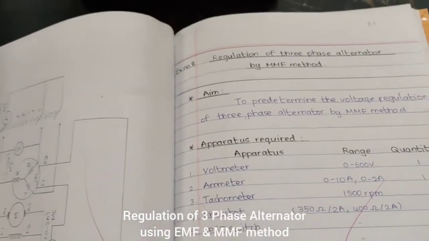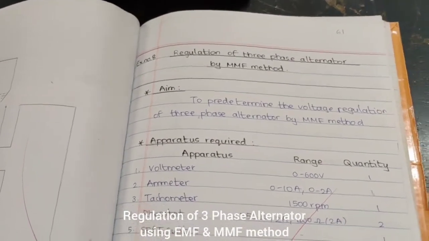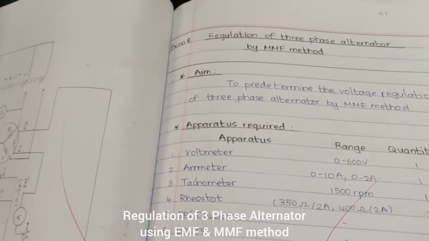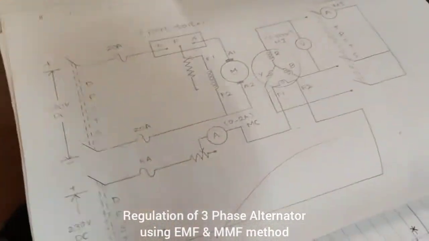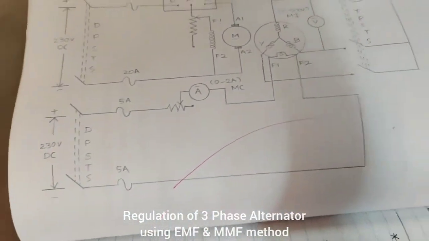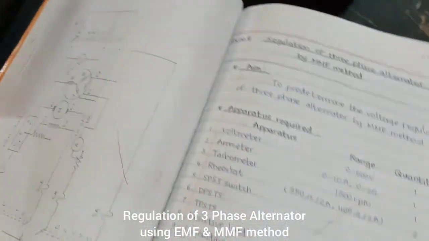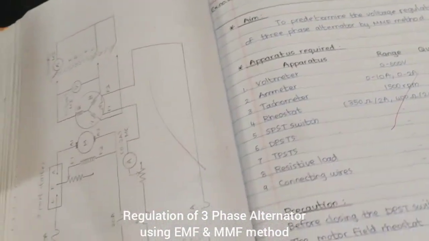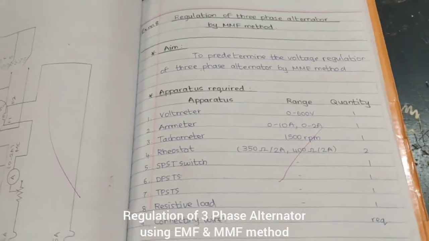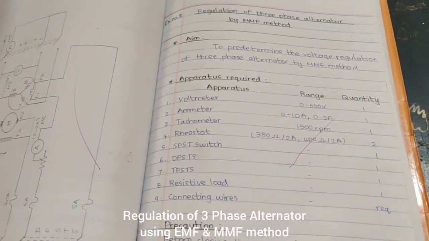For both experiments, that is, regulation of a three-phase alternator by the EMF method and the MMF method, we use the same circuit diagram that you see here. So what are the EMF and MMF methods? What do they mean for the voltage regulation of your AC generator?